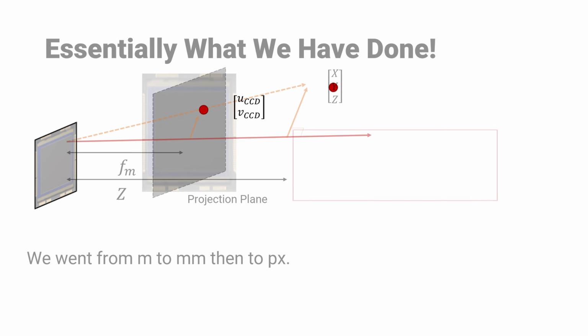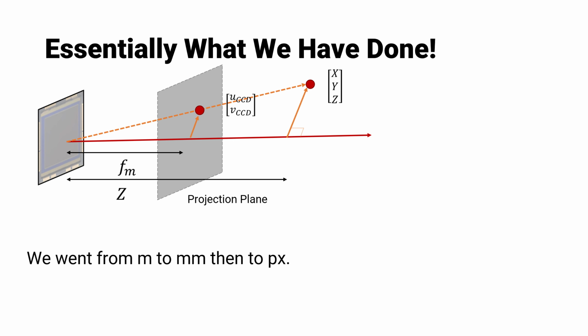So essentially what we have done, just to quickly recap, we have the world point, capital XYZ. It gets impinged through this pinhole onto this image sensor, right? And we have flipped this for the virtual image plane, and that virtual image plane is UCCD and VCCD. But then that is in millimeter space. We want to go from that millimeter space with a scale and a shift operation to the pixel space.